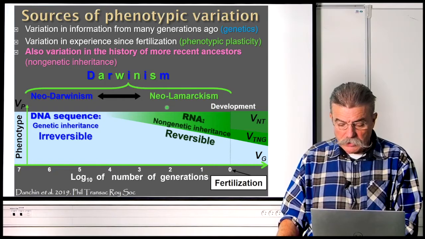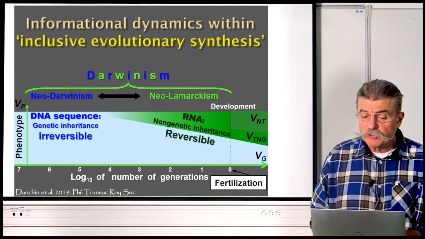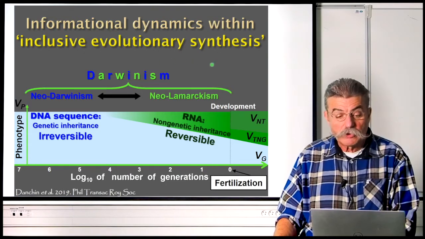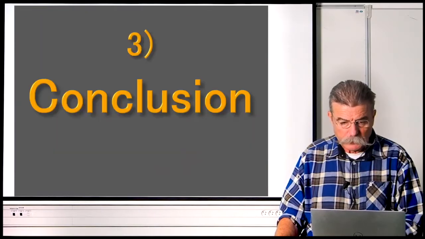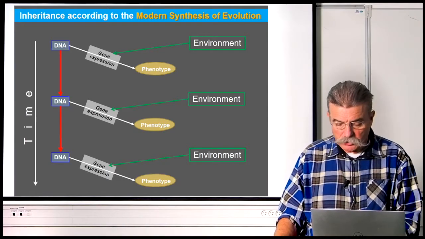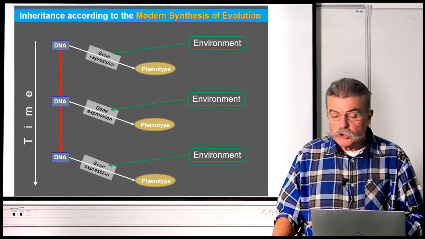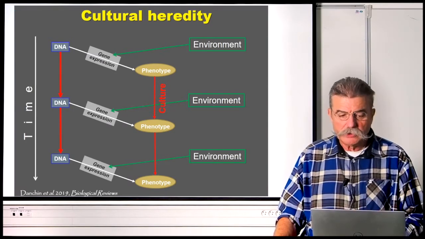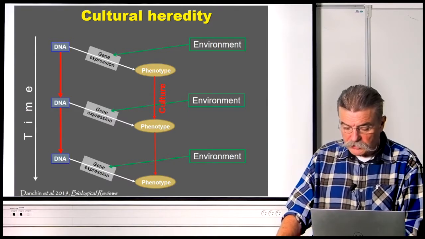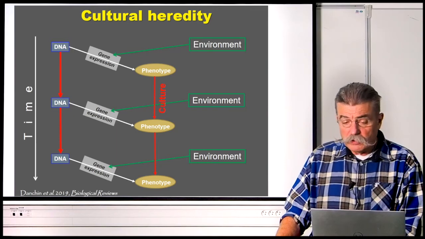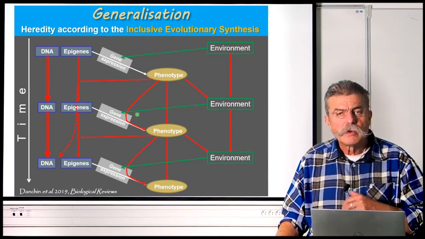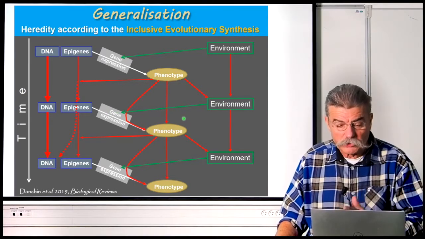And this is why this diagram represents the informational dynamics within the inclusive evolutionary synthesis, and I will say a few words about this to conclude. You remember this diagram we saw in the beginning? Only one red arrow linking generations: genes, the DNA sequence. We later added culture, and we said that it's got some specific properties that clearly have the possibility to change the dynamics. But if I had had time, I would have been able to convince you of the existence of many other red arrows, many other pathways of information across generations.